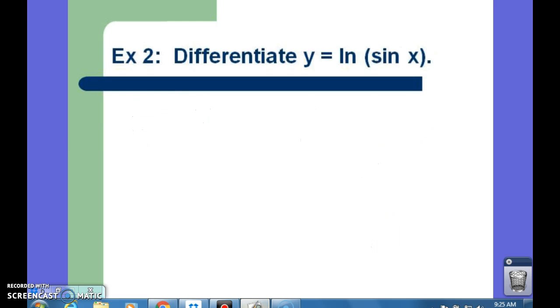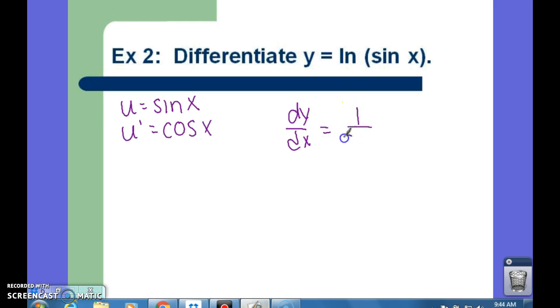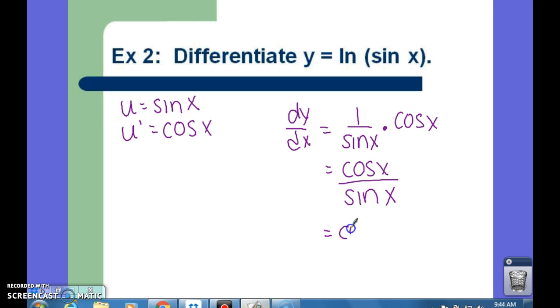So, what's my inside stuff? Sine x. Yeah. So inside's sine of x, so u would be sine of x. That means du dx, or u prime, would be cosine x. That means that dy dx is 1 over u, or 1 over sine x, times u prime, which is cosine x. So you get cosine x over sine x, which is cotangent. Very good.